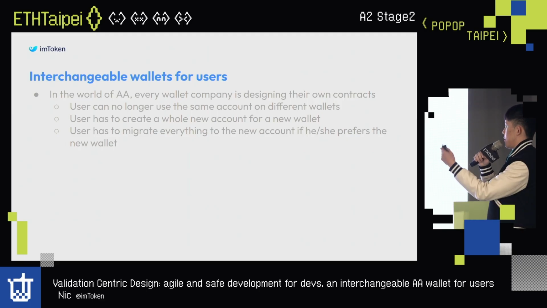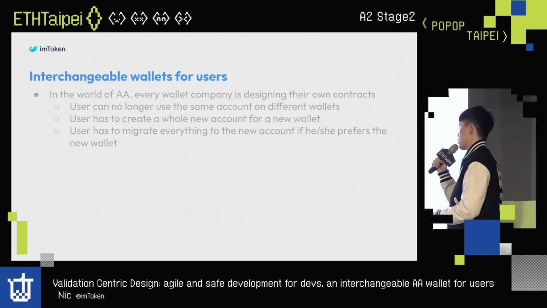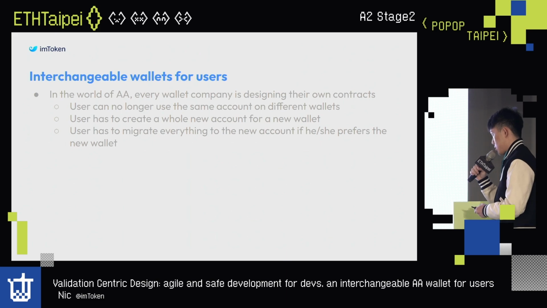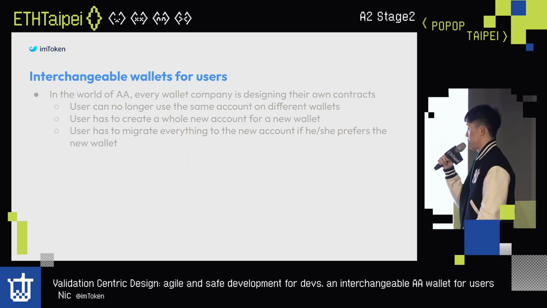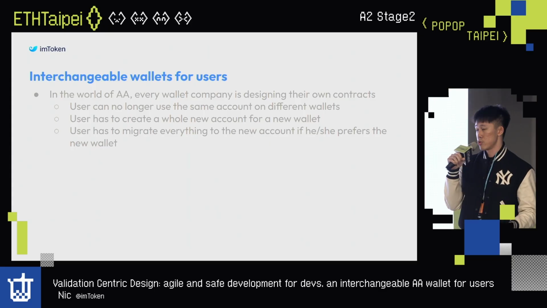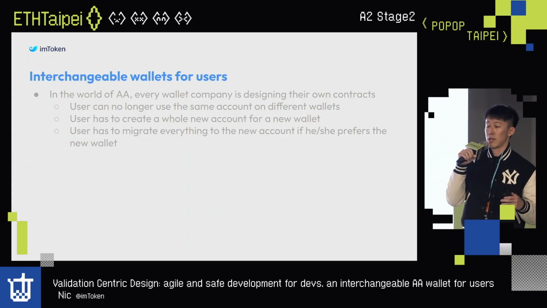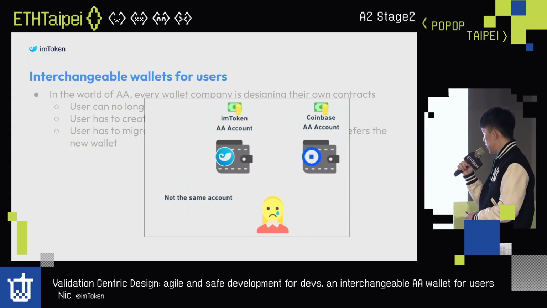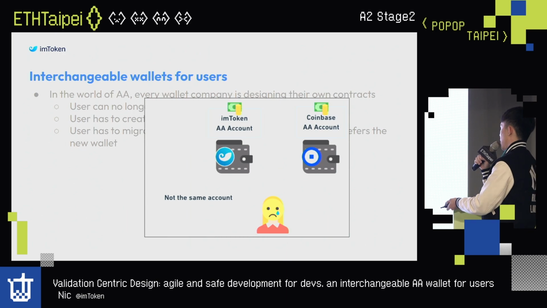But now with account abstraction, smart contract wallets are emerging, and every wallet company is designing their own account contracts. That means users can no longer use the same account on different wallets. It's all different accounts, different designs, and you can't just import and export the keys. A user has to create a whole new contract for a new wallet. She or he has to migrate everything to a new account to use the new wallet, maybe because they find it more convenient or providing more features. So yeah, it's not good. Not the same account, not the same wallet.